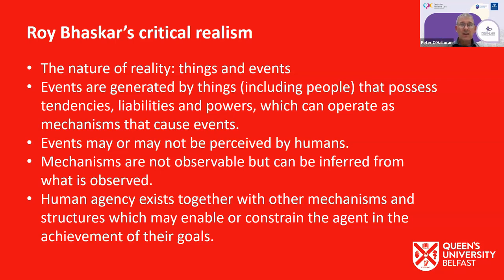In other words, there's all sorts of things that we can perceive with our senses, but a lot of things that we can't. Mechanisms are not observable, but can be inferred from what is observed. And we'll talk a little bit more about mechanisms later on. Human agency exists together with other mechanisms and structures which may enable or constrain the agent in the achievement of their goals. Okay, so there's Roy Bhaskar's critical realism in a nutshell.